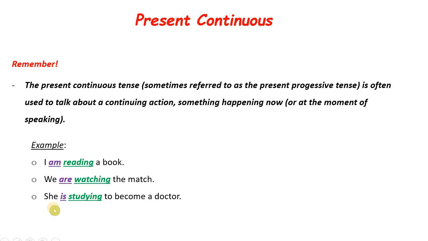Concerning the third example, she is studying to become a doctor. This action has started before and is happening now and may be continuing in the future. So it is a continuing action. We don't know if she will still be studying a month from now, a year, or maybe 7 years. We say it's a continuing action.